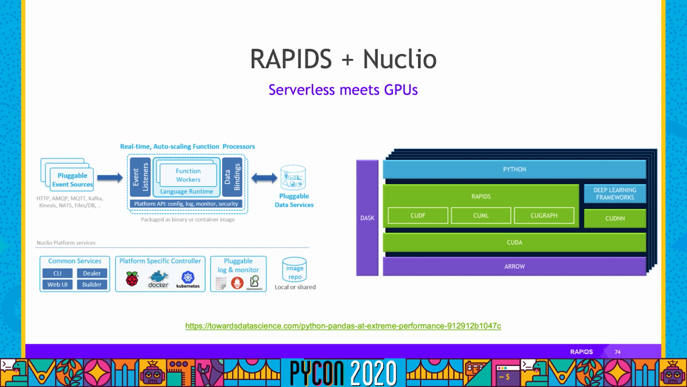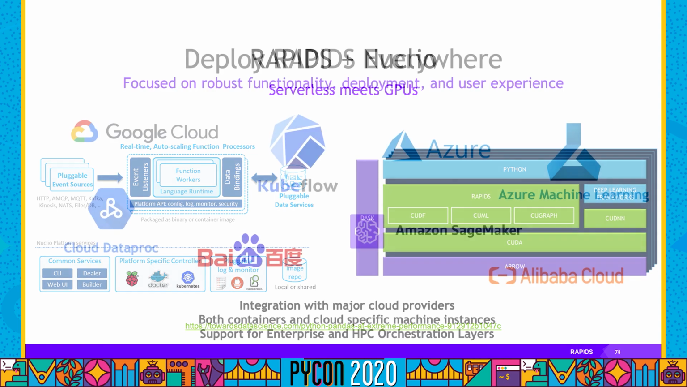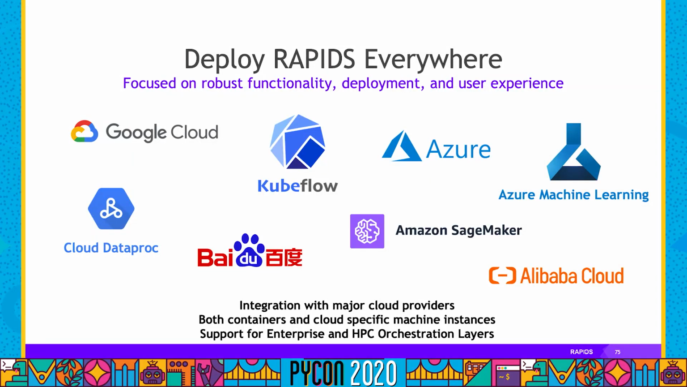Let's talk a little bit about Nucleo. Serverless meets GPU, right? They provide this real-time auto-scaling function. So you can use common services, platform-specific controllers, and pluggable log monitors, and you can do all this from an image repo. If you visit this link, there's a lot more information on the blog post on Towards Data Science, or you can go to Nucleo's website to look at that as well.